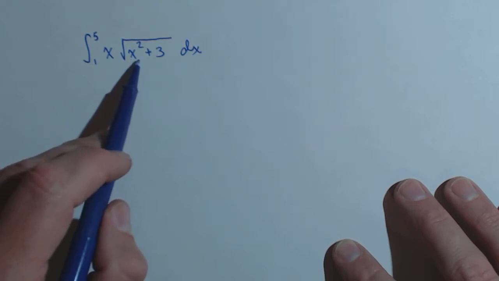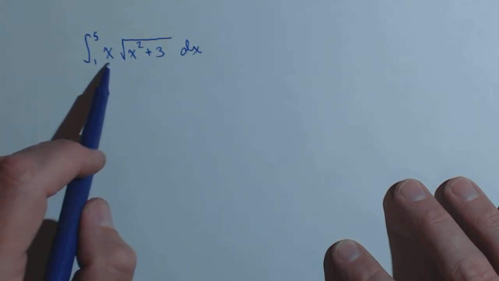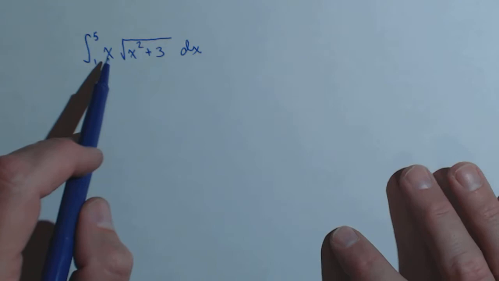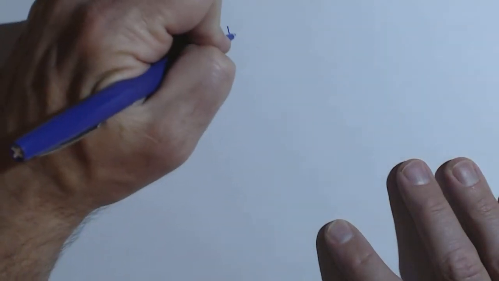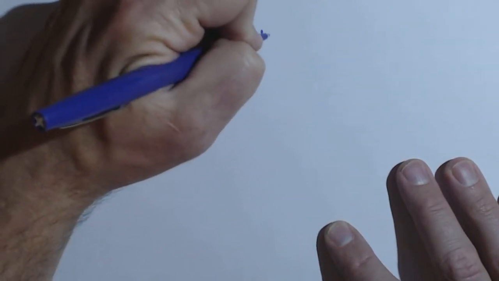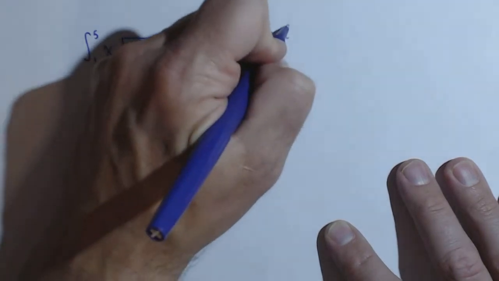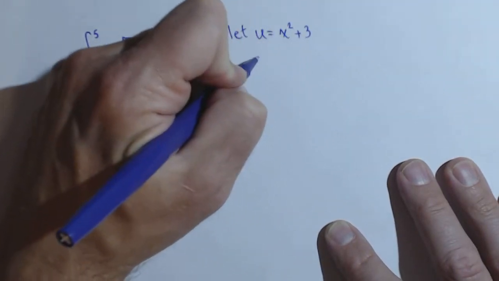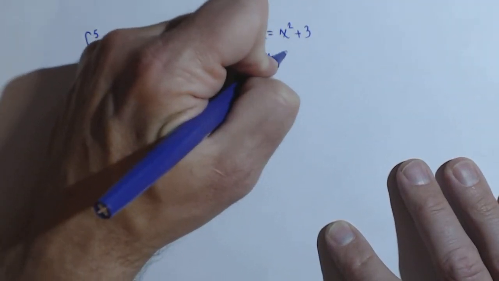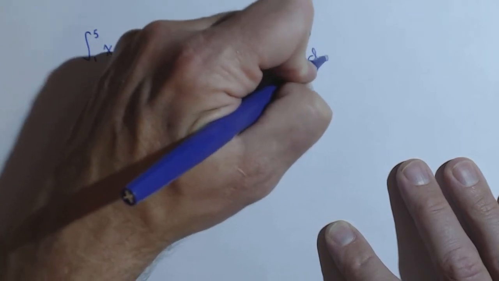Now, what we see under the radical is an x squared plus 3, and then there's an x outside of the radical. So this is a very good candidate for u substitution. In fact, we're going to let u be that inside function, which is the x squared plus 3, because then the du is 2x dx.